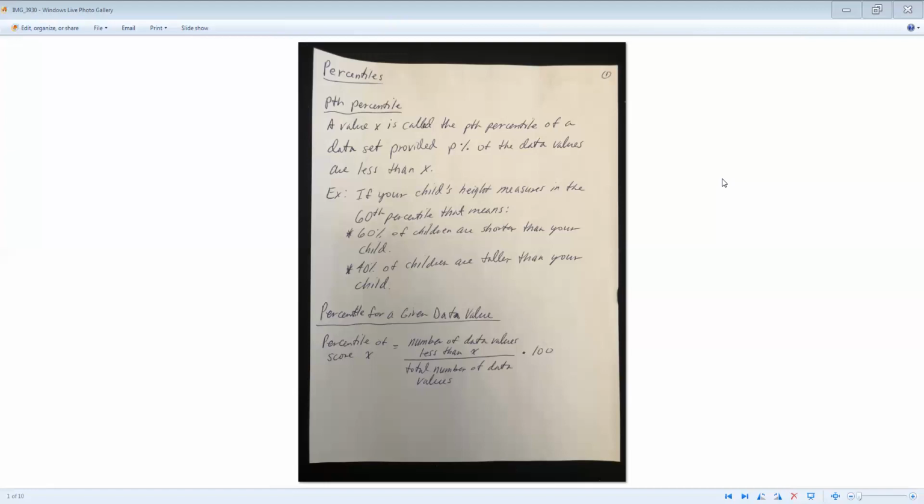The way we would calculate the percentile for a given data value is to take the number of data values less than that value, divide it by the total number of data values, and multiply by 100.